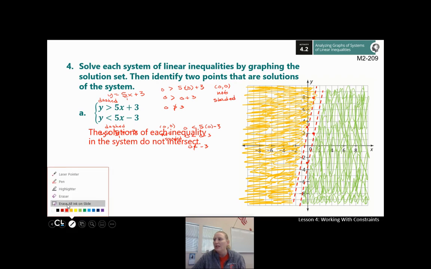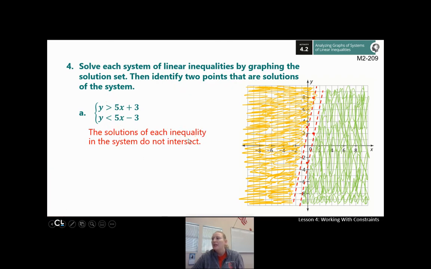Hang on, I'm gonna erase all my ink here. They don't intersect, so what does this tell us? There's no solutions for these inequalities. They don't intersect. There's no overlap. If there's no overlap, there's no solutions. I guess I'm not identifying 2 points that are solutions then.